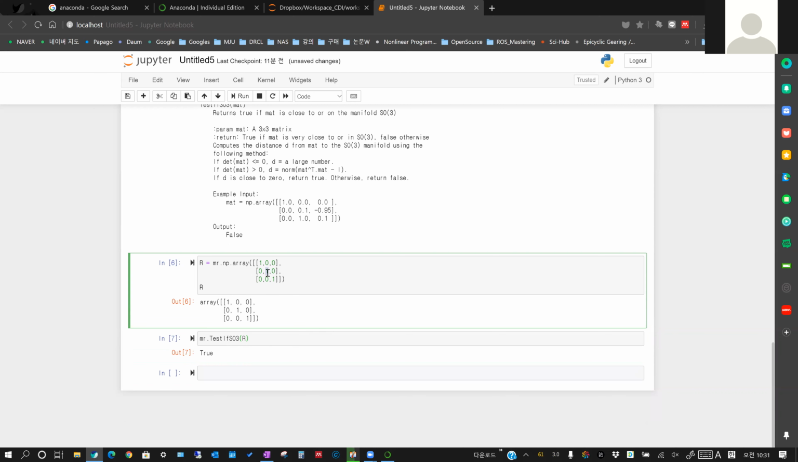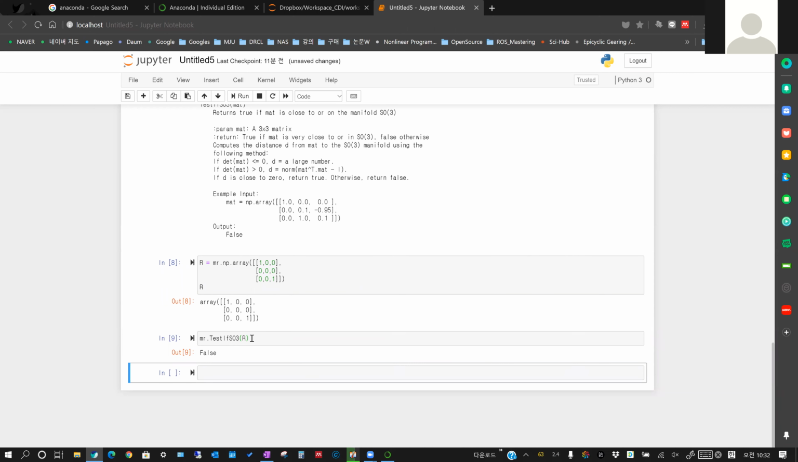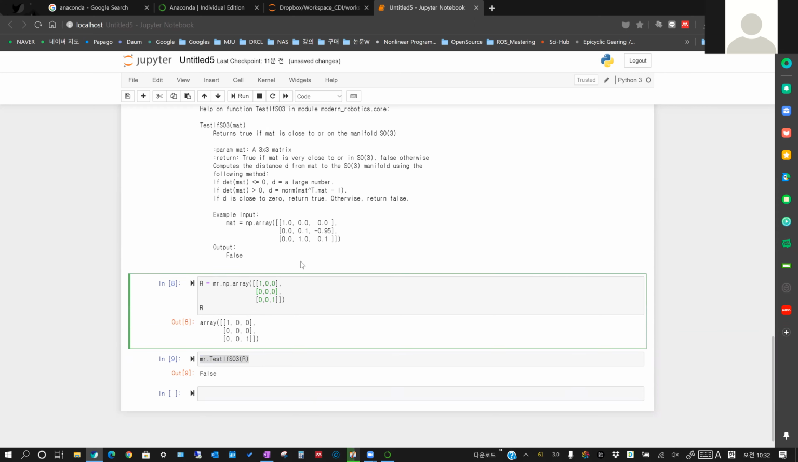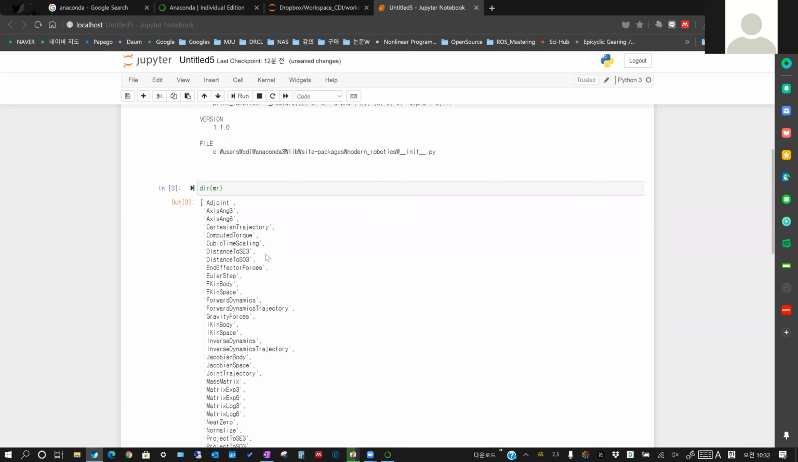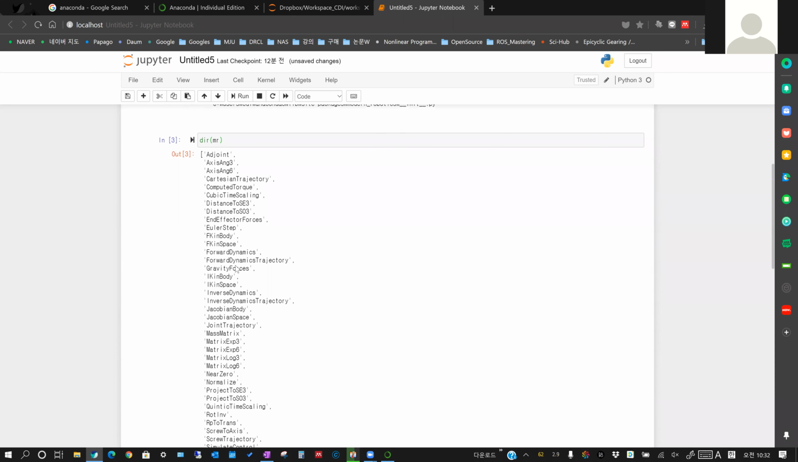But if you put a 0 in here like this, then it returns a false result because it is not SO3. So this was a very simple example of modern robotics library usage. I recommend you practice this several times, or you can check some other functions in here.